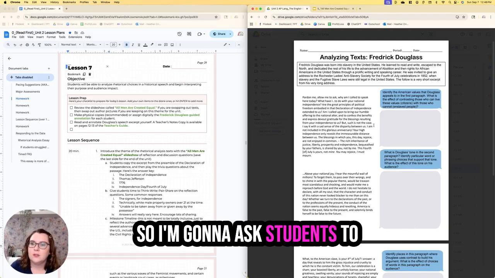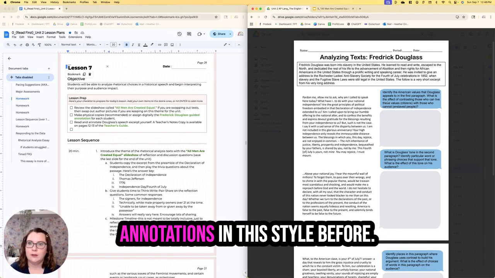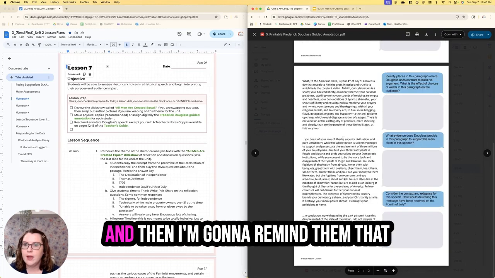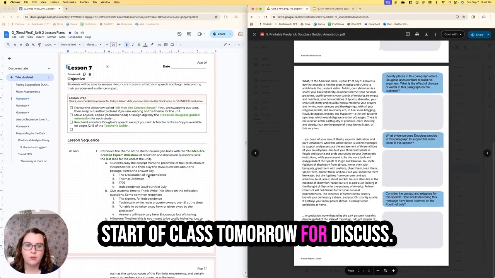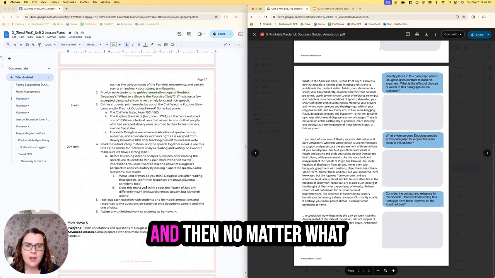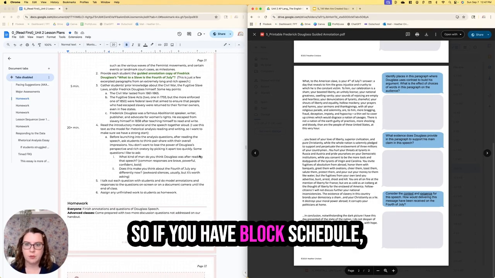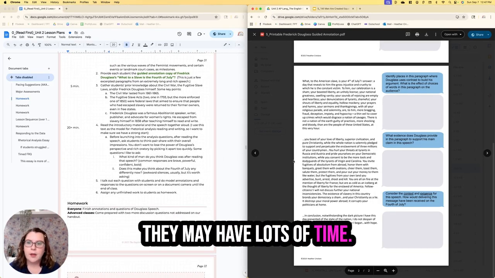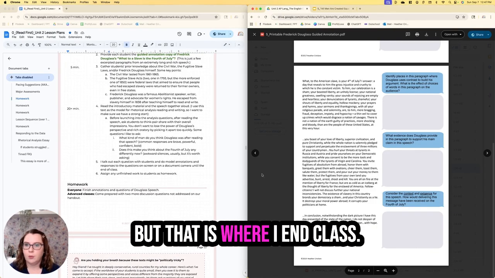So I'm going to ask students to tackle this one independently because they've already done 2 annotations in this style before. And then I'm going to remind them that their annotations are due at the start of class tomorrow for discussion. And then no matter what amount of time I have left, I let them get to work on this. So if you have a block schedule, they may have lots of time. If you have a shorter schedule, they may have more homework. But that is where I end class.